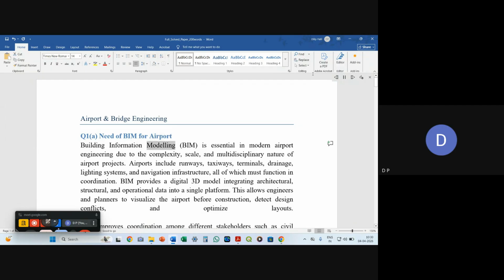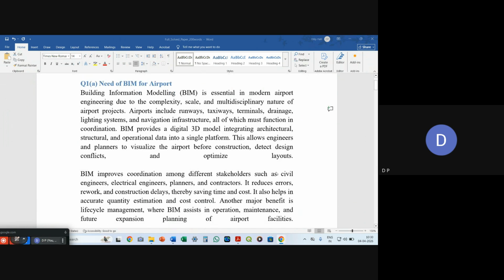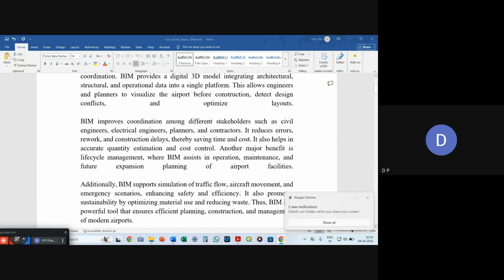Building information modeling, BIM, is essential in modern airport engineering due to the complexity, scale, and multidisciplinary nature of airport projects. Airports include runways, taxiways, terminals, drainage, lighting systems, and navigation infrastructure, all of which must function in coordination. BIM provides a digital model integrating architectural, structural, and operational data into a single platform. This allows engineers and planners to visualize the airport before construction, detect design conflicts, and optimize layouts.